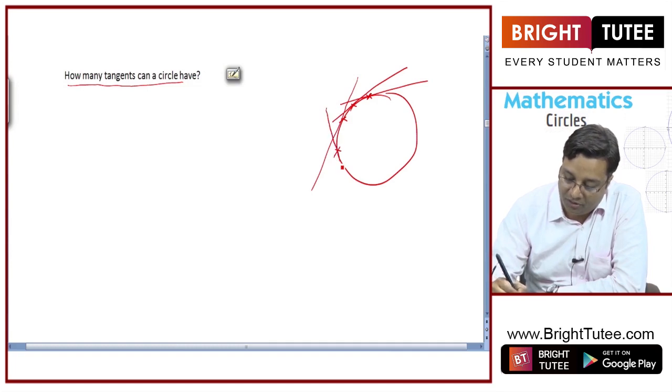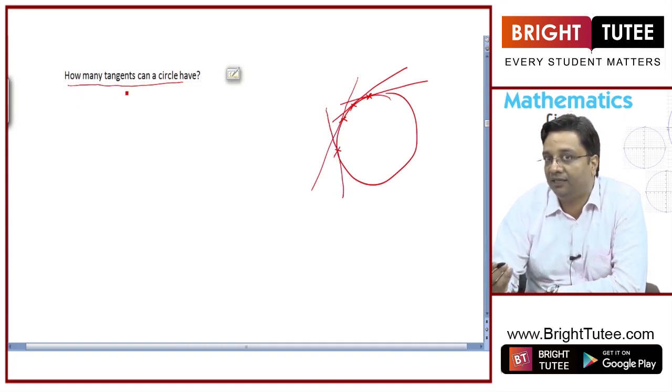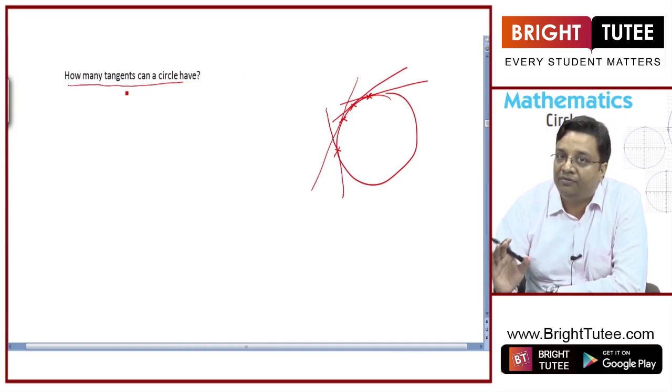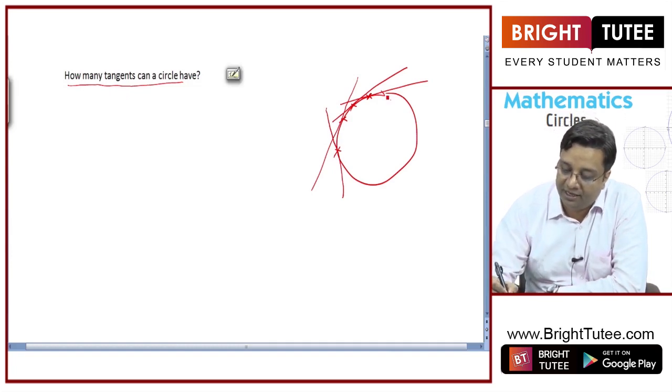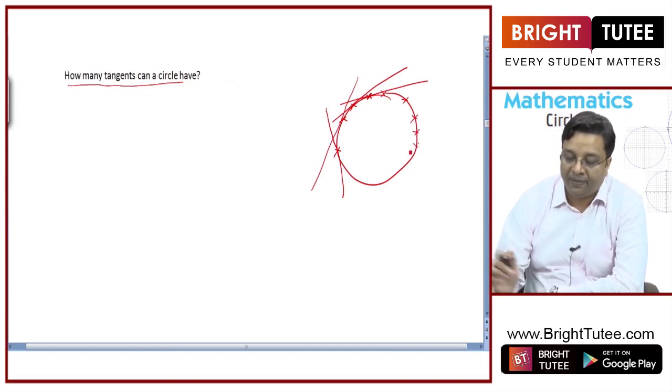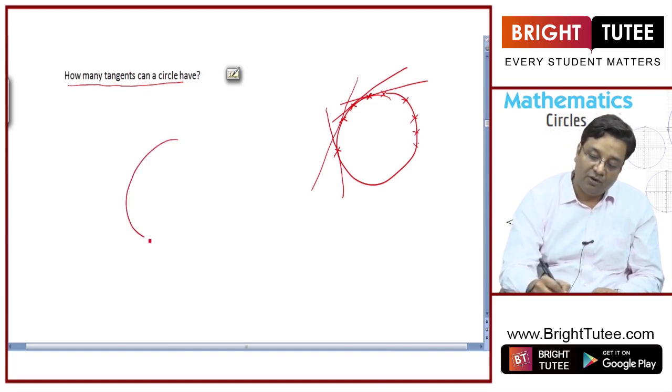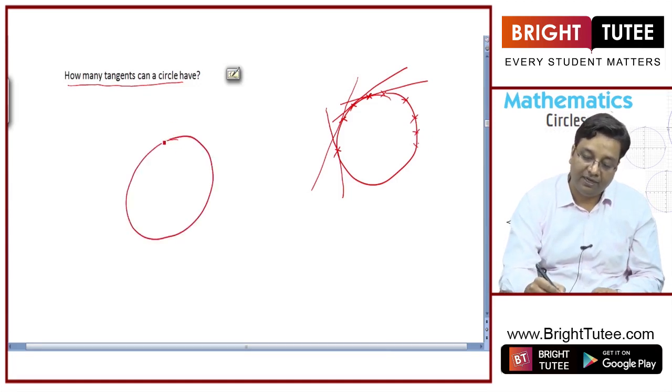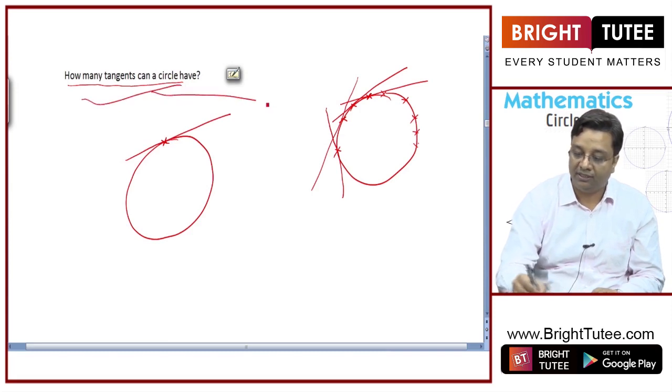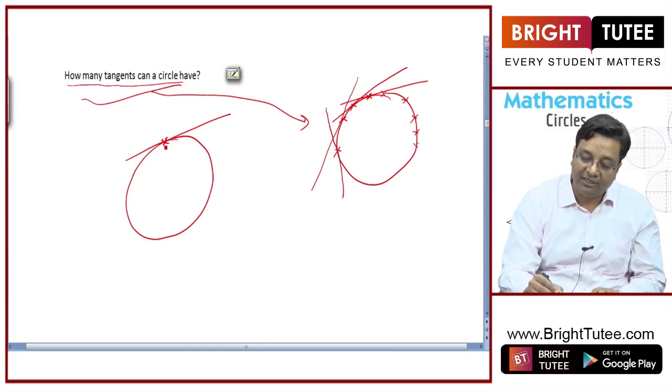So, if the question is only this, that how many tangents can a circle have, it can have infinite tangents, because there are infinite points on the boundary or circumference of the circle. But if the question was how many tangents can the circle have at any given point, let us say this point, only one, right? So the answer to this question is that it can have infinite. But if this was given, that you need to find the number of tangents at a given point on the circle, then it is one only.